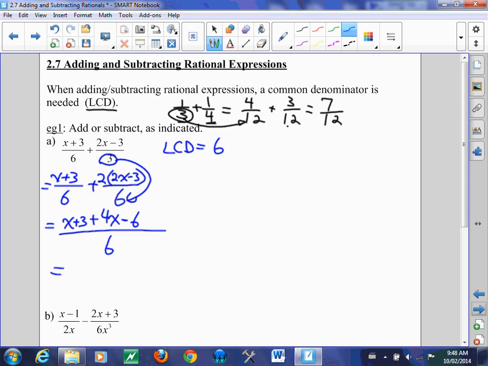Collect like terms, ladies and gentlemen. We're going to have 5x minus 3 all over 6. Okay? So notice it didn't ask you to state any restrictions, but let's just put them down anyway. Okay? What would our restriction be here? Do we have a denominator that has a value of 0? For example, can 6 ever be 0? Nope. Can 3 ever be 0? So in this case, folks, there are no restrictions.